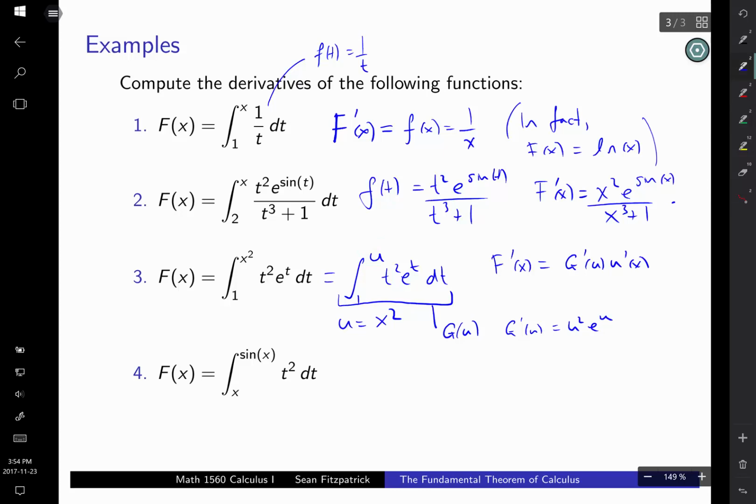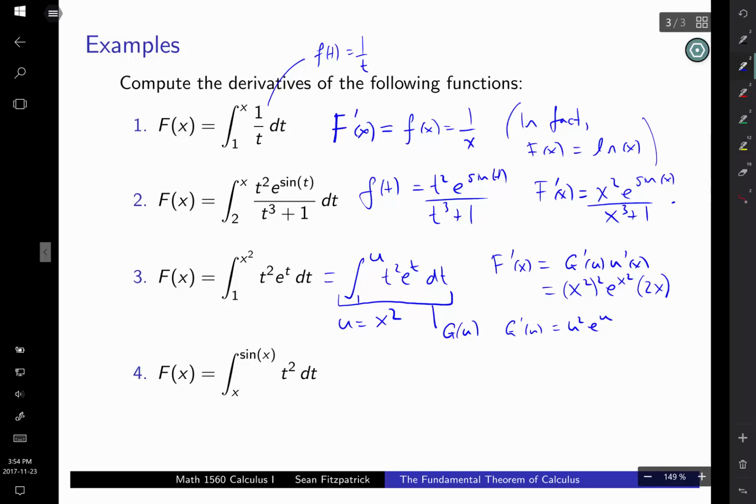But u equals x squared. So what we get here, u is x squared. So this becomes x squared squared e to the x squared. And then we multiply by u prime. Derivative of x squared is 2x. Okay. One more and then we'll call it a day.